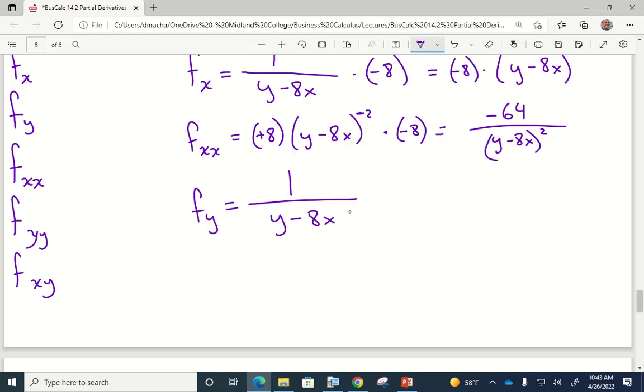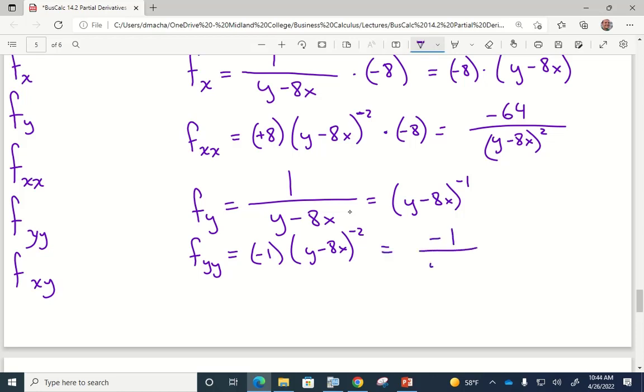So the partial with respect to y, I could write as y minus 8x to the negative 1 power. And so whenever I take the second derivative with respect to y, that's going to be a negative 1 times y minus 8x to the negative 2 power. And again, I don't have to worry about the chain rule here, because the derivative of y minus 8x with respect to y is just 1. So this is negative 1 over y minus 8x squared.